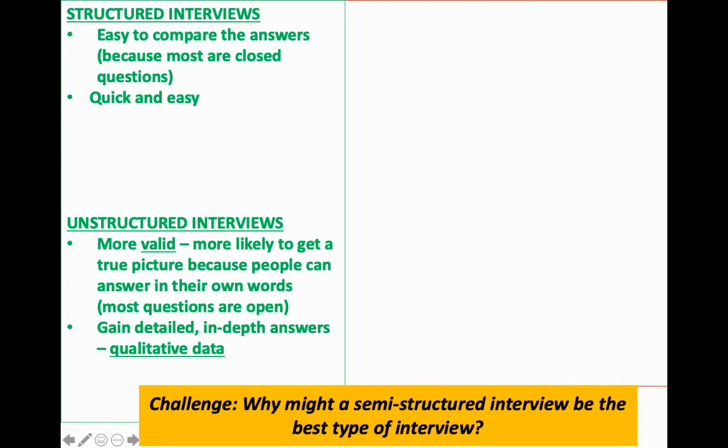Some of the advantages for unstructured interviews: it may be more valid. Remember, valid is a key term that we spent a lot of time on in class. The reason being, it's more likely to get a true picture because people can answer in their own words. Remember, it's like an open conversation. The respondent may feel more comfortable and be more truthful in their answers because they feel like they're leading the conversation. In turn, that may gather more detailed, in-depth answers because they're able to provide their own explanation. They're not being restrained by the researcher. So this may produce qualitative data.